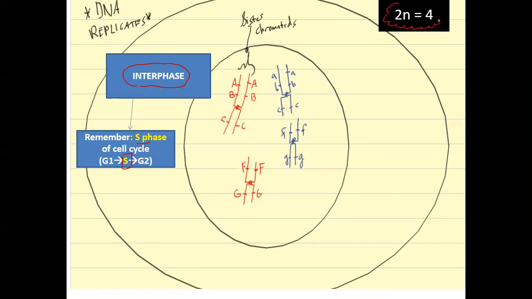Now, we're still keeping the ploidy state 2n equals 4. That's going to stress some of you out, but just understand you've just made an exact copy. You're not changing the ploidy state, and a cell doesn't exist like this for very long. Once your DNA replicates, it's almost immediate that it's going to start the division shortly after. So don't let that stress you out.